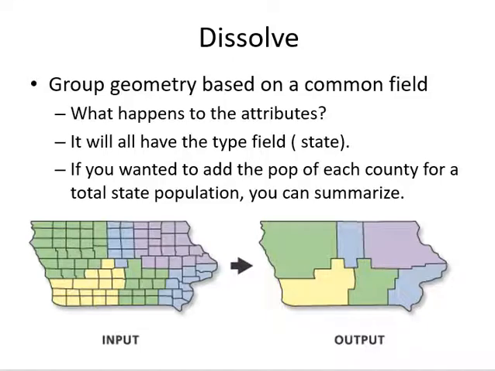And you could also use a summarize function. So if each of these counties had a population value, I could end up with a state and a summarized population.